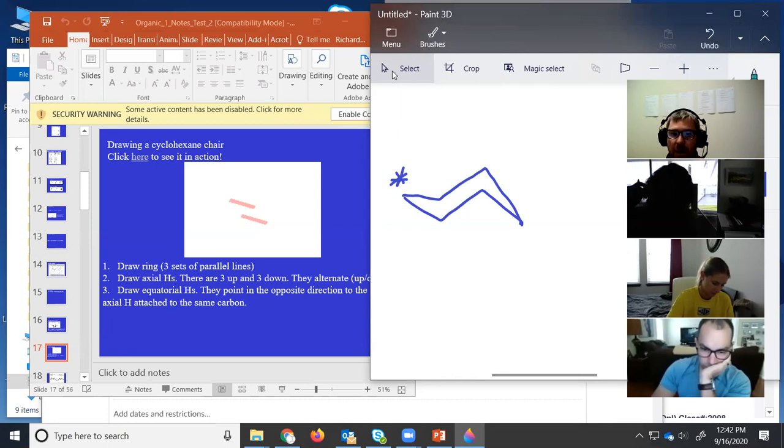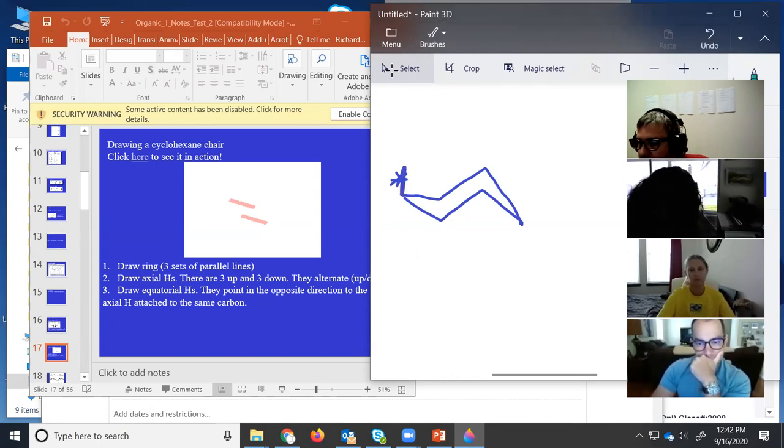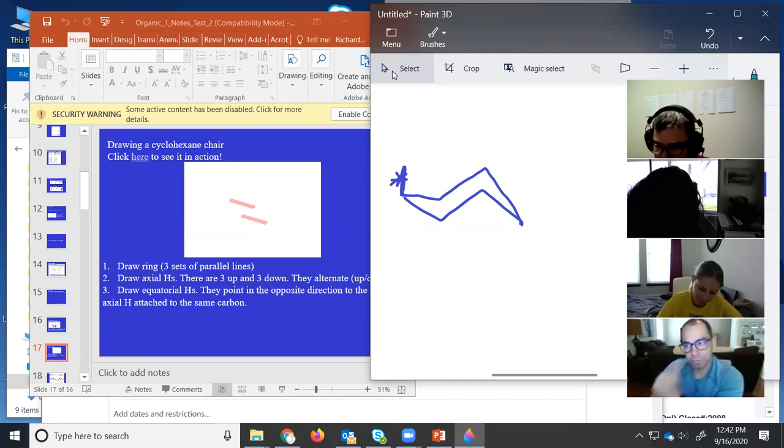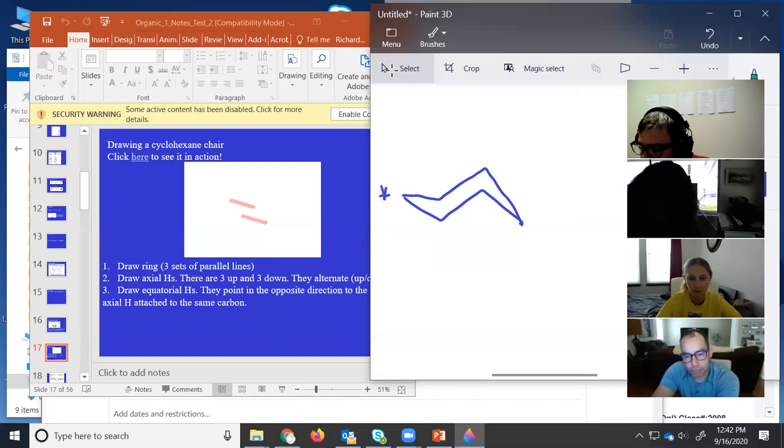Now we can put on our hydrogens, and I always like to put on the axials first because they're easiest. And the best one to put on first is going to be this one here. I'm going to get rid of that star, it's in the wrong place. Put it over here. The first axial goes on the carbon that's puckered upwards like that. And then alternate them.